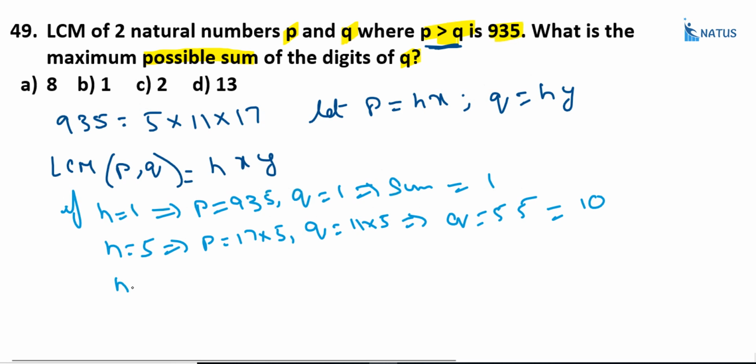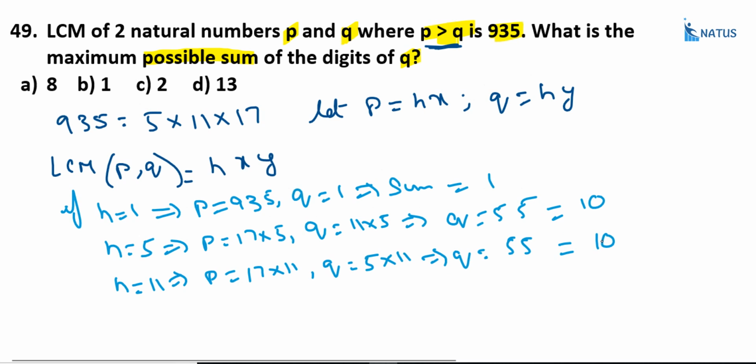Next, if h is equal to 11, then what is the value of p? That is equal to 17 into 11. And what is q? That is equal to 5 into 11, right? So that implies q is equal to 55. What is the sum? The sum is equal to 5 plus 5, that is equal to 10.